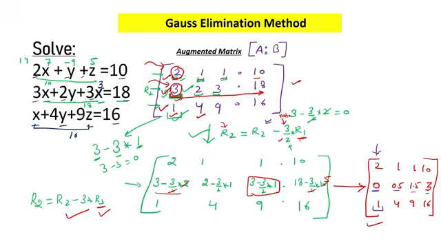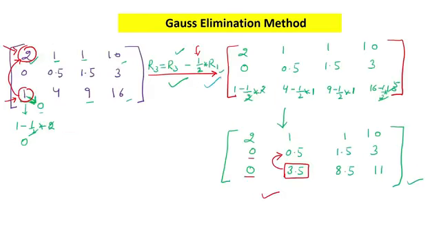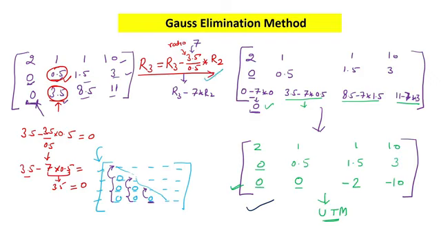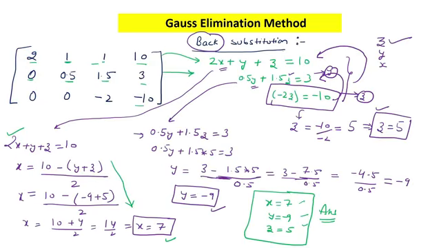So you applied a total of 3 row operations to change this augmented matrix into an upper triangular matrix. You applied this row operation, then this row operation, and then finally this row operation, and finally you got this upper triangular matrix. Then to find the values of x, y, z, you applied the back substitution method and got the final x, y and z. So I think now you have understood how to apply this method to solve the system of linear equations.